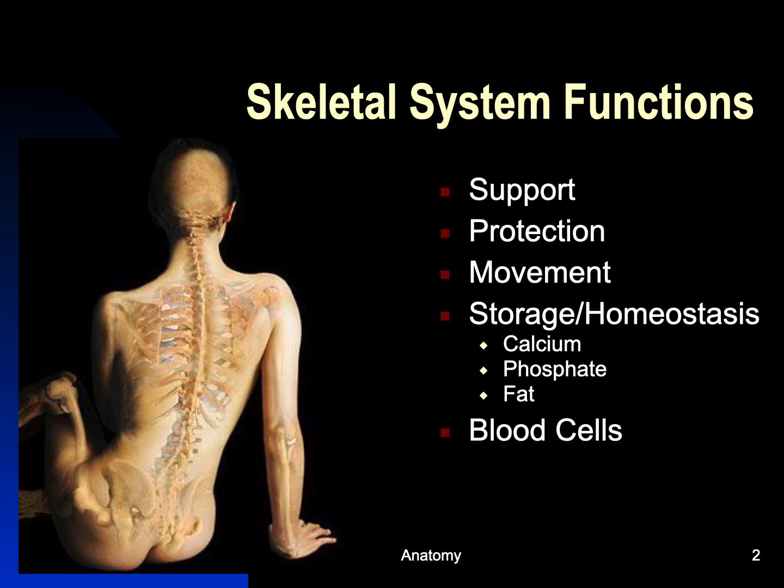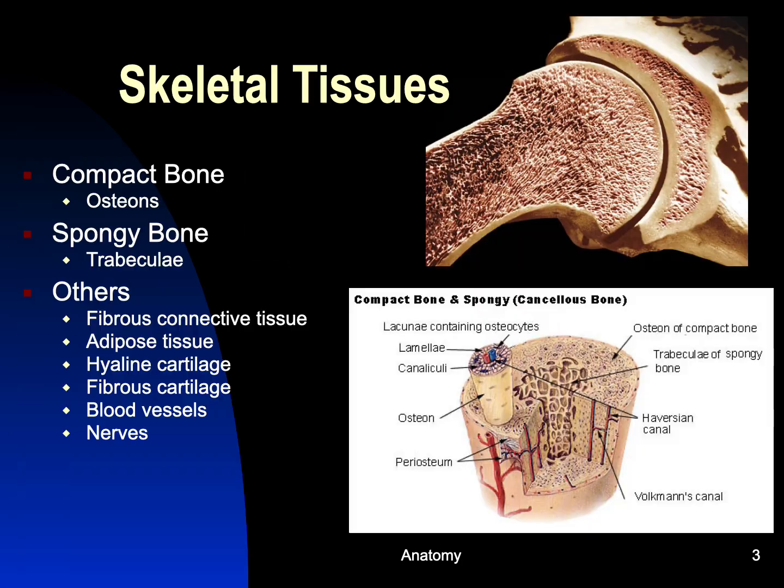The skeletal system also stores calcium, phosphate, and fats, and is involved in the homeostasis of calcium balance and in the production of blood cells. So it has some important functions that way.